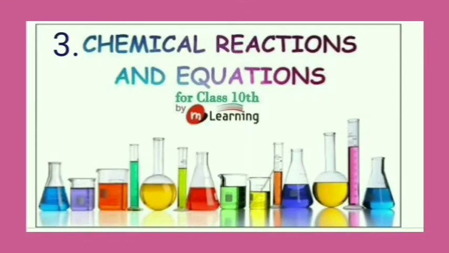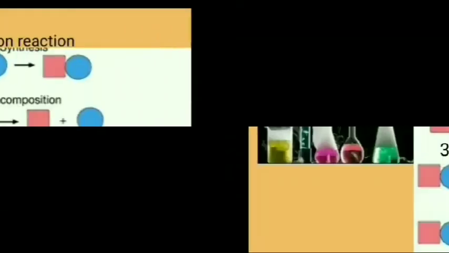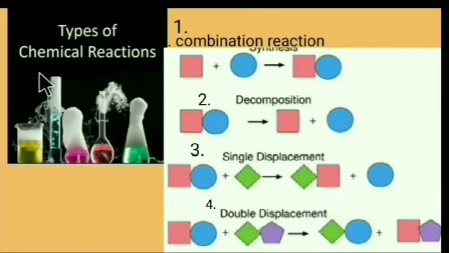Chapter 3, Chemical Reactions and Equations. At last, we have seen the steps in balancing a chemical reaction. Now we are learning the types of chemical reactions. Chemical reactions are classified into four types, according to the nature and the number of the reactants and products that are present in the reaction.